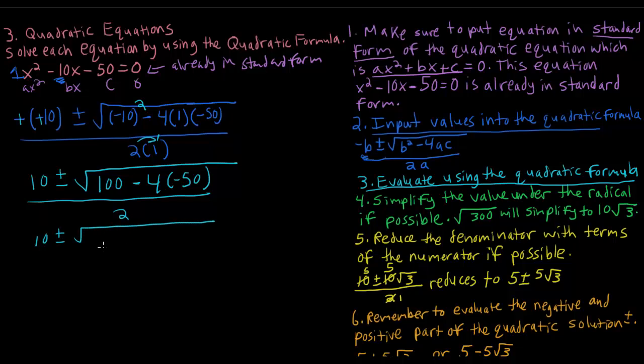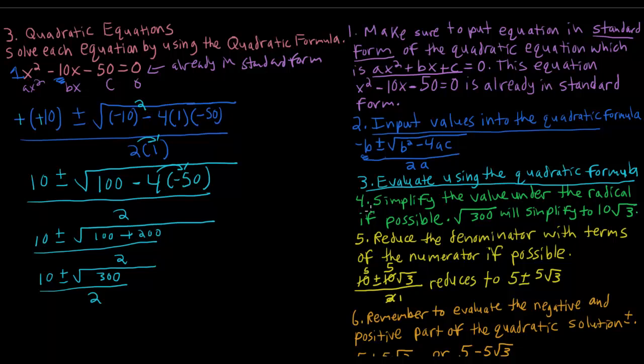So 10 plus or minus. Keep simplifying this. 100. Now we're going to multiply 4 times negative 50 using PEMDAS. Negative 4 times negative 50 is going to be positive 200. And all of that's going to be over 2. If we keep simplifying, we have 10 plus or minus 100 plus 200 is 300, and that's going to be over 2. Alright, on to step 4.